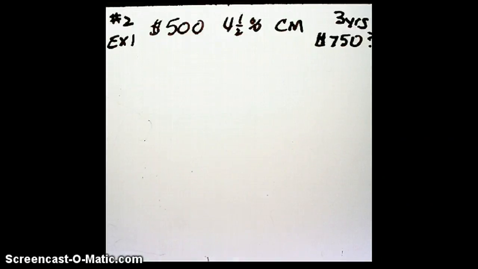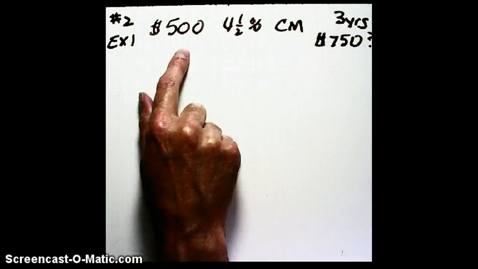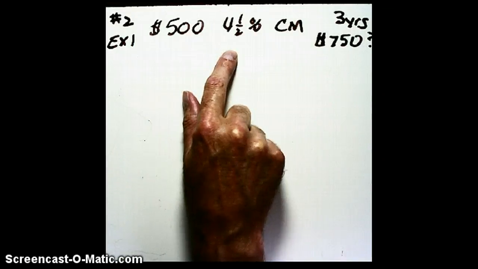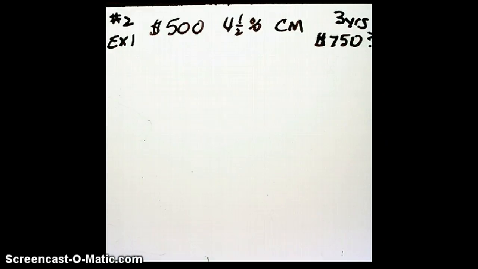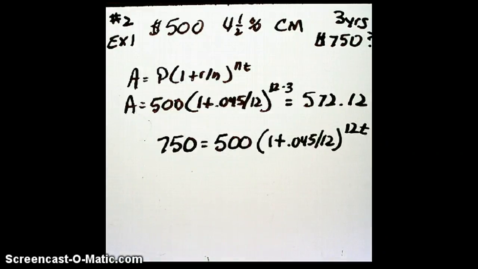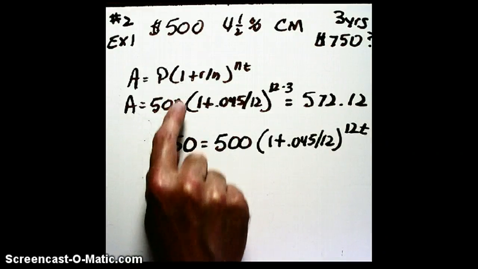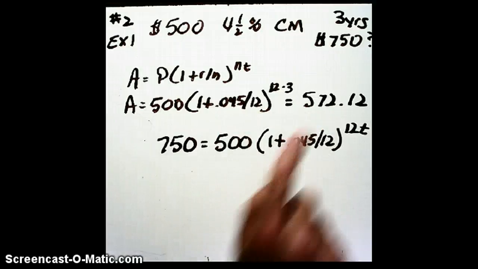Okay, so here's from the second reading, example 1. I have $500, 4.5%, compounded monthly. How much would I have in 3 years? That's the first part. Now, if you notice, that first part was pretty much plug and chug. Here's the formula, plugged them in, cranked my answer out.